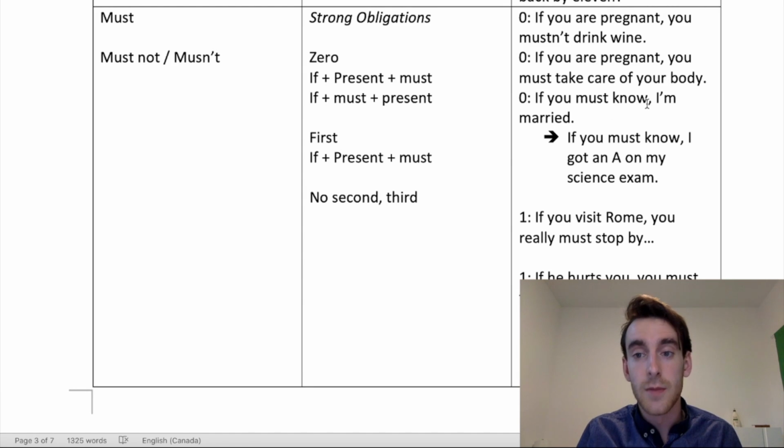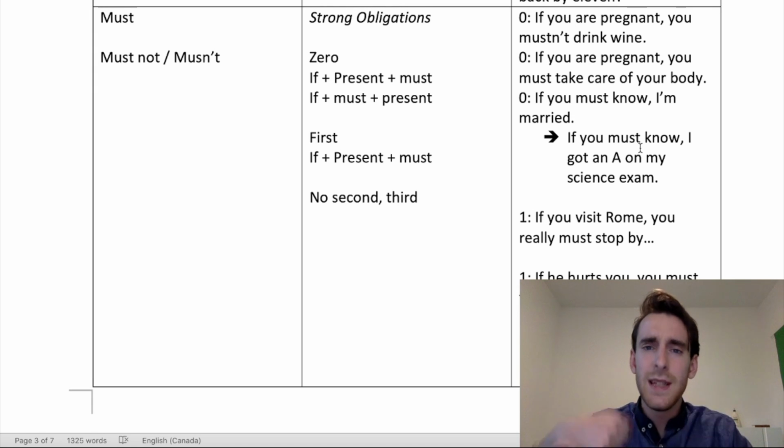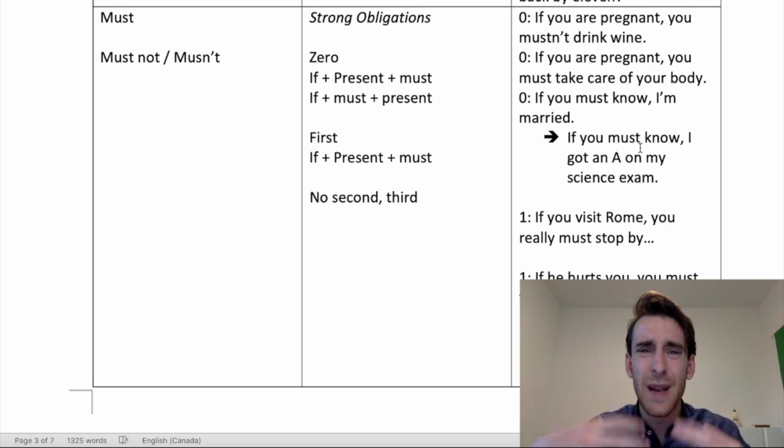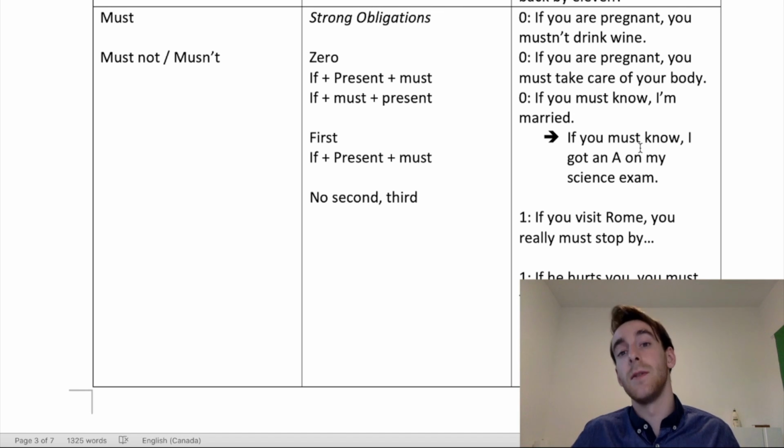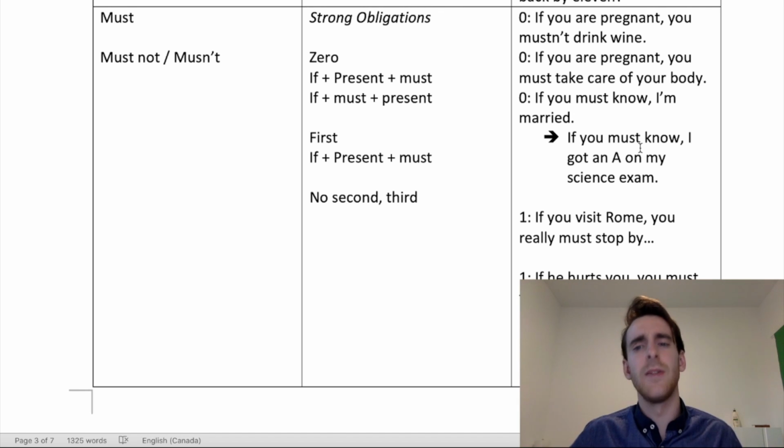If you must know, I'm married. What does that mean, if you must know? Maybe someone's really trying to get some information out of you, and you finally give in and say, okay, if you must know, in other words, if you have to know, I'm married. The same thing here, though. You could use it with different tenses.